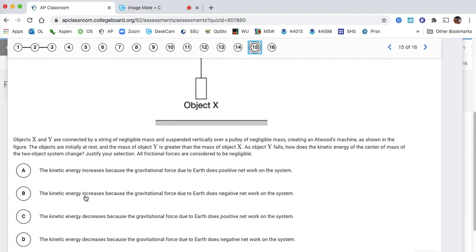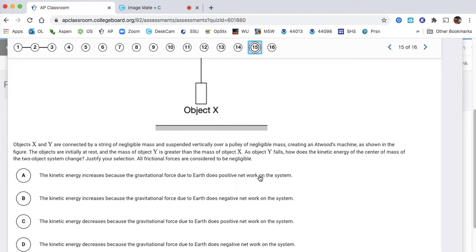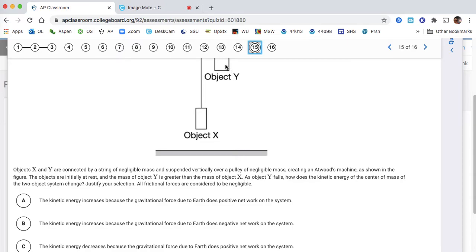I like my chances. I got a 50-50 chance here, but I'm going to do better than that. The KE increases, okay, because the gravitational force due to Earth does positive work on the system. Yes, that's it. Because when the force is in the direction of the motion, that's positive work. When the force is against the motion, that slows things down. That's called negative work. So this thing is accelerating downward in the direction of the force. The answer is A. It's not B. The answer is A.